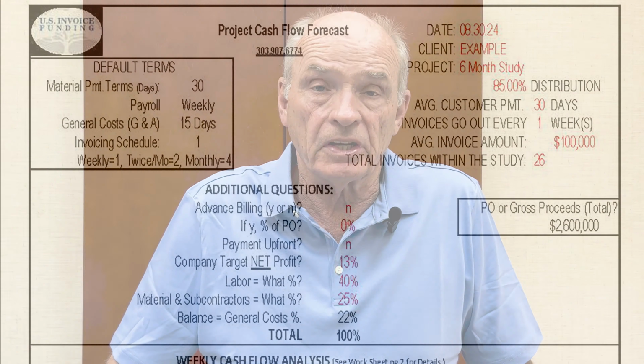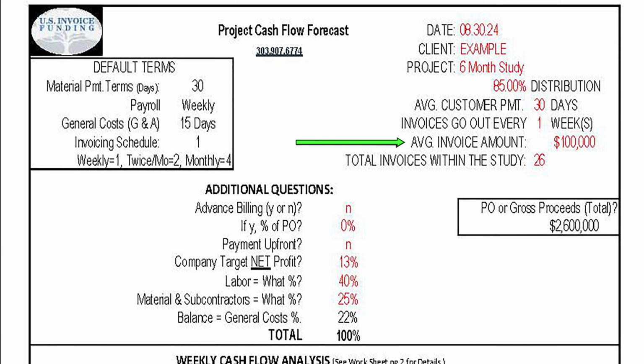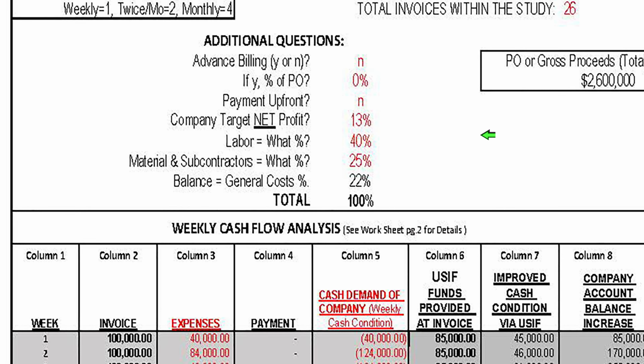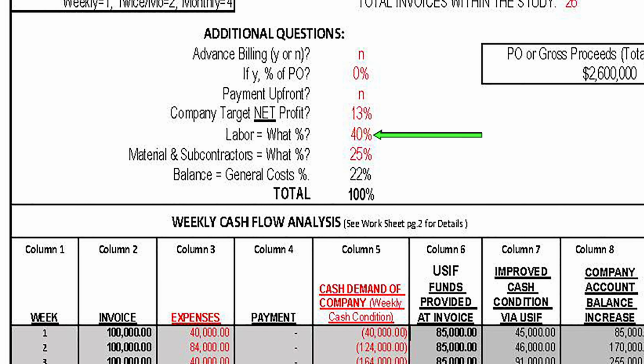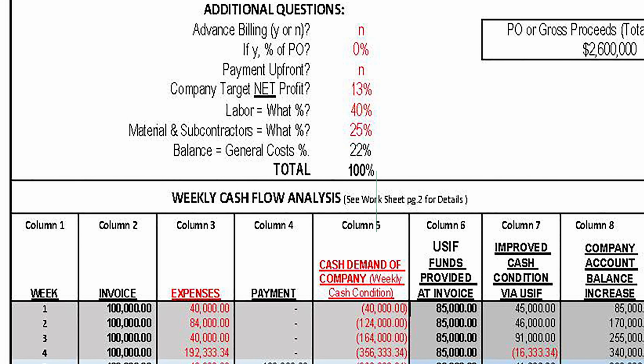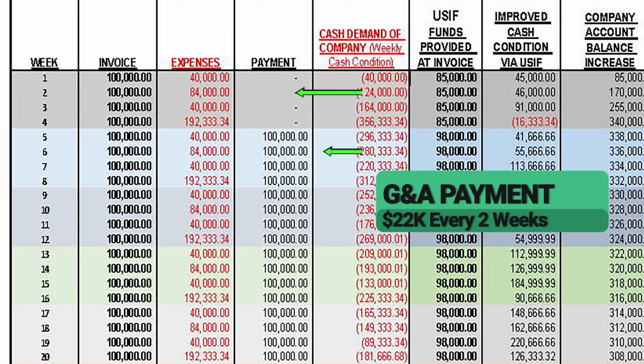So in the last video, we created a company that invoices $100,000 weekly. It must satisfy $40,000 of weekly payroll. It has to budget $25,000 a week for vendors. Those will accumulate and it'll pay them in a lump sum monthly. And it has to budget $22,000 a week for G&A. It will make a G&A payment every 2 weeks. So let's assume it's going to make, every 2 weeks or twice a month, a $44,000 payment for G&A.